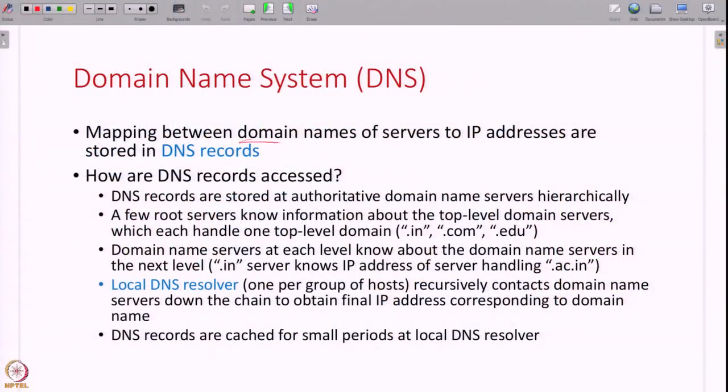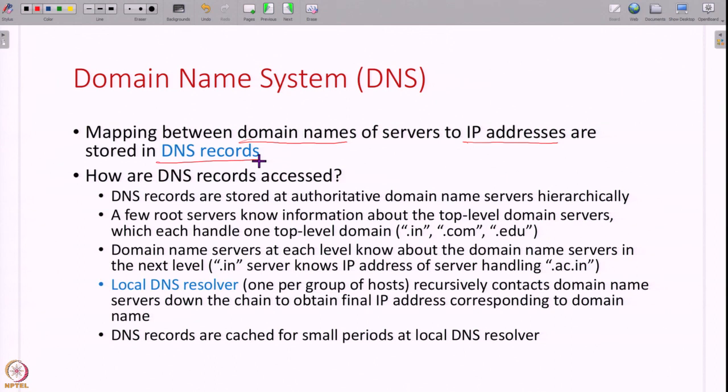So, first let us begin with the Domain Name System, or DNS. What is DNS? DNS is a service that is available on the internet, using which you can find out the IP addresses of various hosts. So, the mapping between domain names, that is human readable names of servers, and IP addresses is stored in DNS records, and these DNS records are available for all clients to query on the internet.